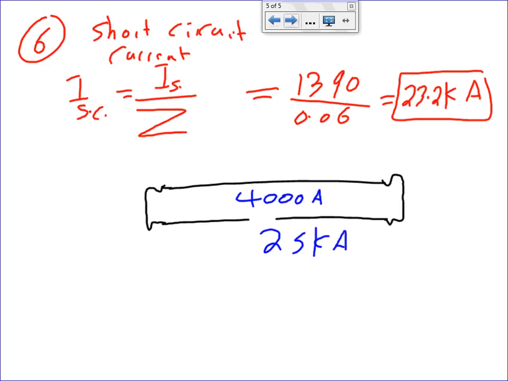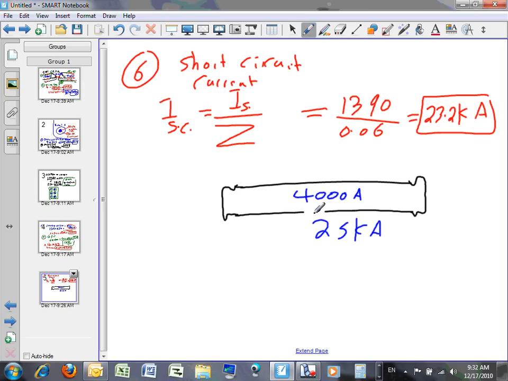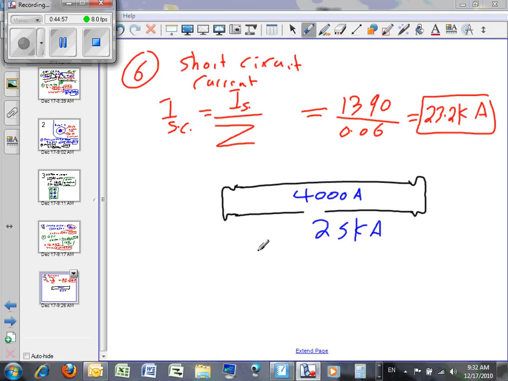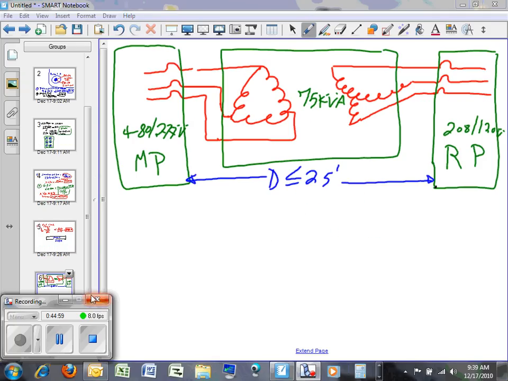Okay, 5 minutes, and I do have an example for you that's really cool. This one is about taps with transformers. Really cool one. Might as well keep going.